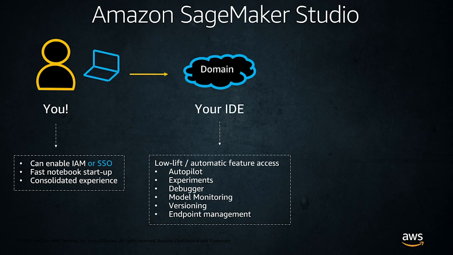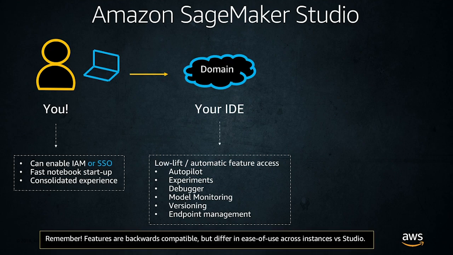And your IDE, here we're going to call this a domain. So Studio has a concept of a domain. That's really the general environment, but that's not the infrastructure. That's actually the IDE level. So that's the experience, and that's going to provide low lift or automatic feature access to many of the new features that were launched in SageMaker back in December of 2019. That's going to include Autopilot, Experiments, Debugger, Model Monitor, versioning, and endpoint management.